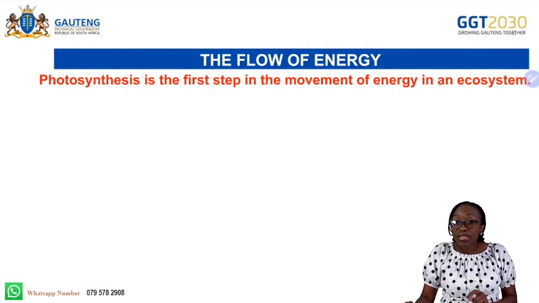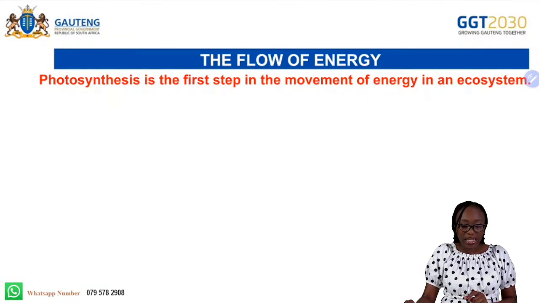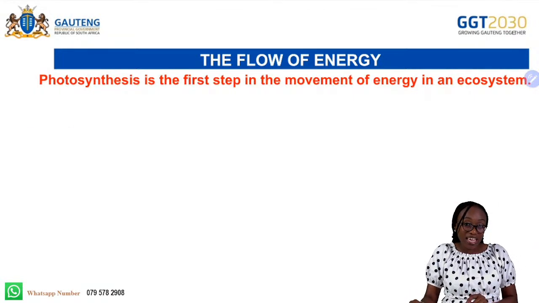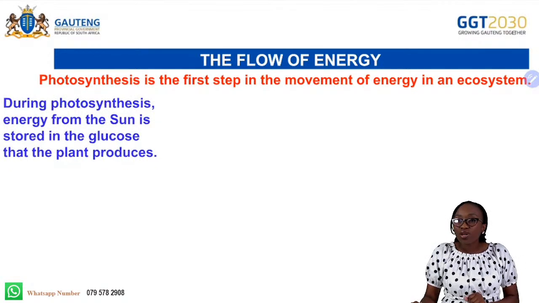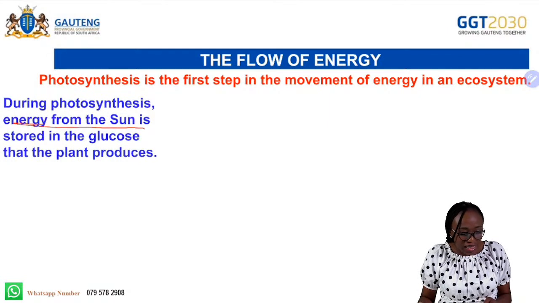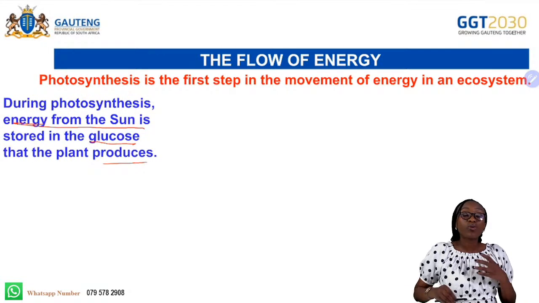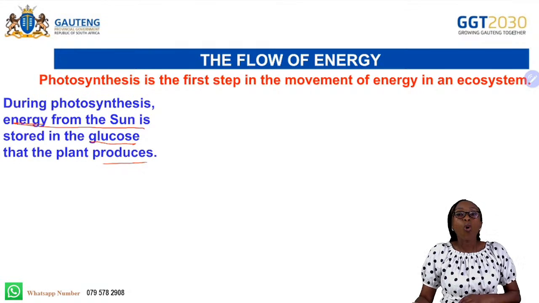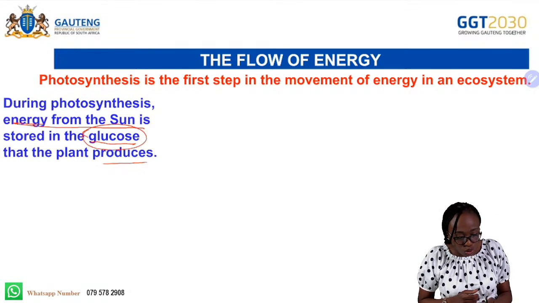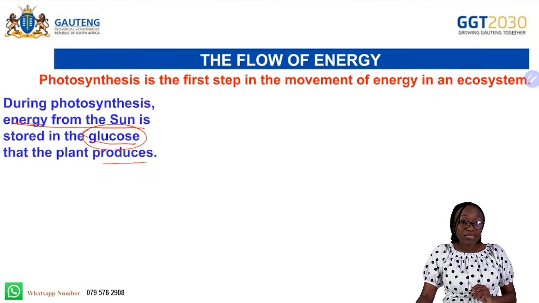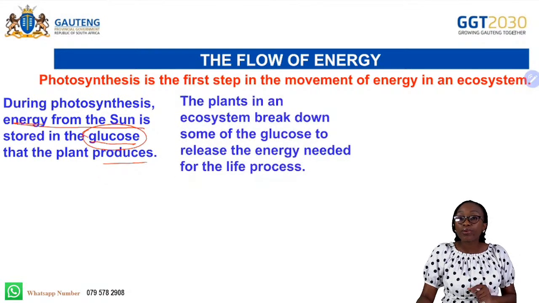Now, photosynthesis is the first step. It is the first step in the movement of energy in an ecosystem. It's step number 1. So during photosynthesis, what happens? What happens is the energy. So the process of photosynthesis, you remember from the definition, it produces glucose. And then energy is stored within that simple sugar, within that simple molecule.